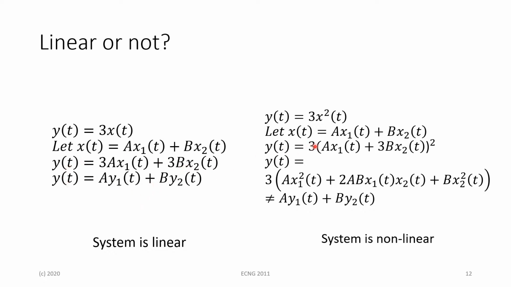However, if this was a squared term here, and of course it's a lot more common sense once you see anything being squared or cubed, you obviously know it's non-linear. When you try to mathematically prove this using your substitution for x of t, you can see that you're going to get a whole set of weird components once you start expanding out. And you cannot map this back to a y1 of t plus b y2 of t. As such, your system will be non-linear.